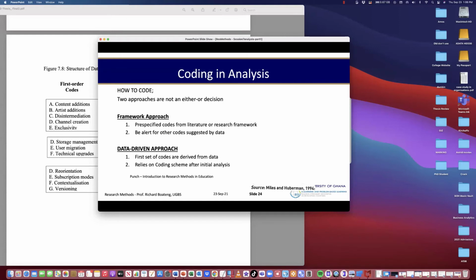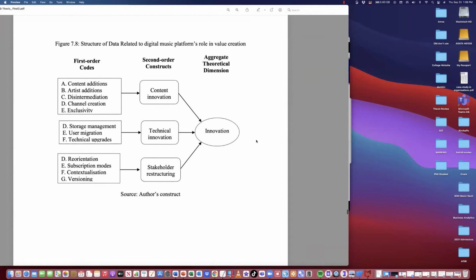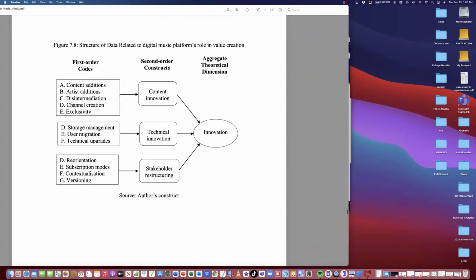Now, there's something we call internal validity. Joseph illustrated internal validity by establishing conditions for something to occur. Can you see my screen? Yes, Prof. Before innovation could occur, Joseph had to prove that content innovation exists, technological innovation exists, and stakeholder restructuring exists. Before any of these things could occur, Joseph had to show this.